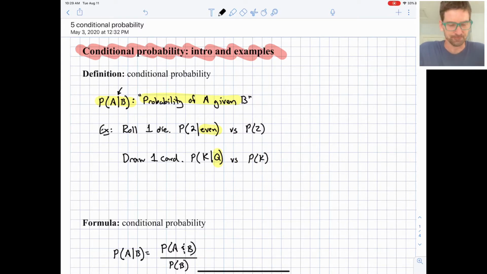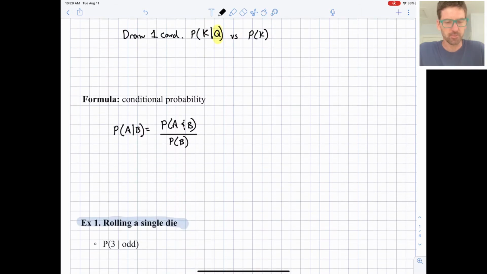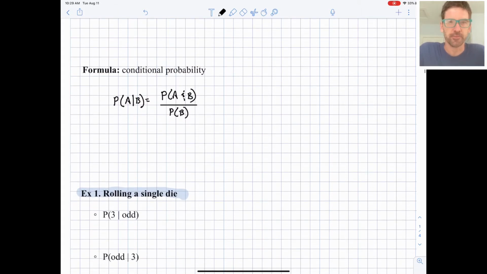There's a formula as well, and I don't honestly use this formula very much. I'd rather think through each problem and solve each problem on its own. But the formula absolutely works, especially if you're stuck, if you're in a pinch. You can use the formula. So the probability of A given B is the probability of both of them happening divided by the probability of B happening.